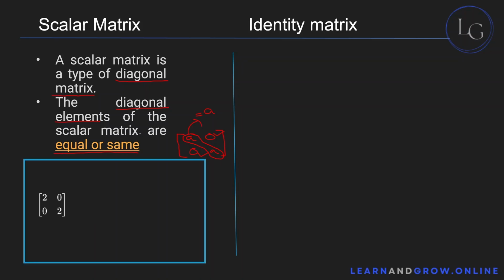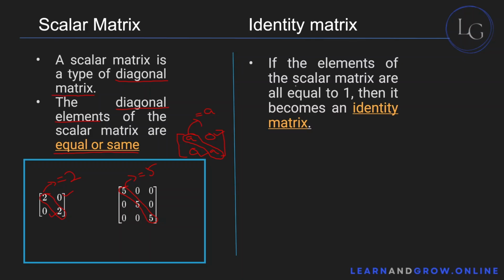See this here. The elements outside the principal diagonal are both 0, and the elements inside the principal diagonal are equal, and they're equal to 2. So this is also a scalar matrix. Over here, the elements inside the principal diagonal are equal to 5, and every element outside the principal diagonal is 0. So this is also a scalar matrix.